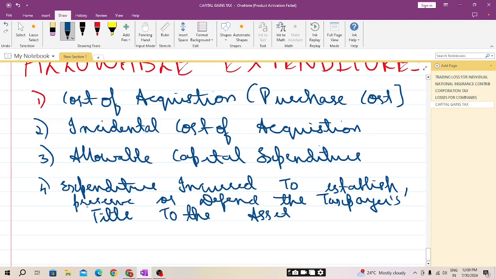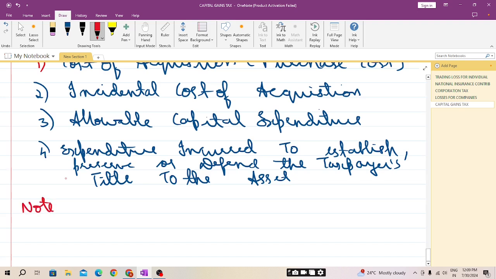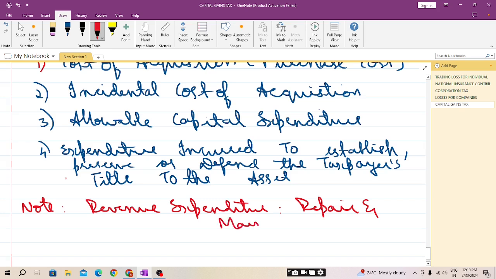So students, the capital expenditure will be allowed. Revenue expenditure, will it be allowed, students? No. Note, revenue expenditure like repair and maintenance will be excluded. It will not be included. I hope this is clear, students.